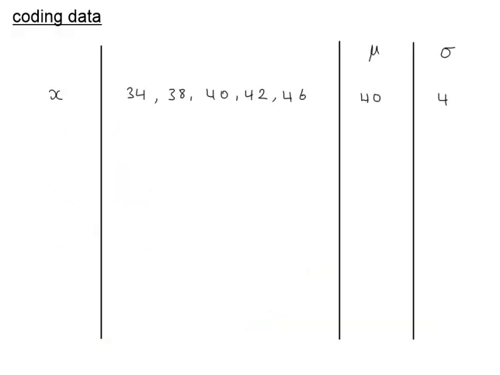So I've got some data x. Here are the data values. The mean for this data is 40 and its standard deviation is 4. So I code the data, so I subtract 40, the mean, from all of these data values to get these new values. So these are coded values, and the mean of these coded values is now 0, and the measure of spread, the standard deviation, is unchanged, it's still 4.